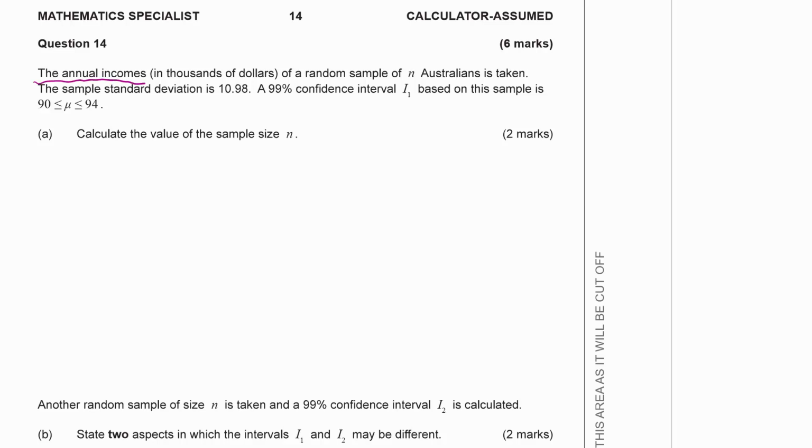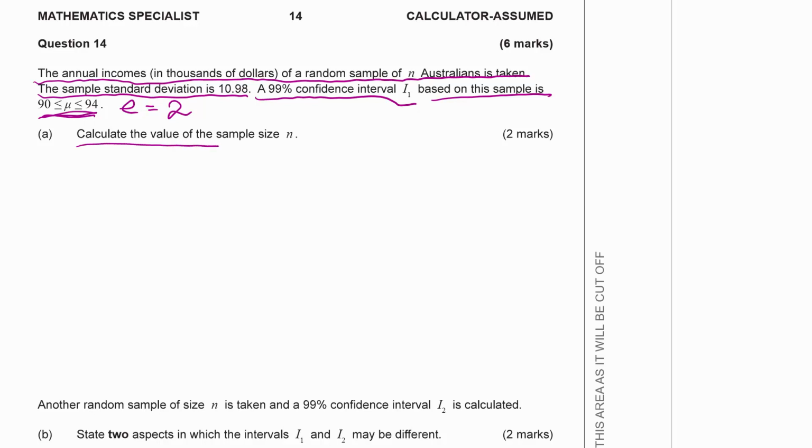The annual incomes, in thousands of dollars, of a random sample of N Australians is taken. The sample standard deviation is 10.98. A 99% confidence interval I1 based on this sample is from 90 to 94. That means the width is 4 and therefore E is equal to 2.